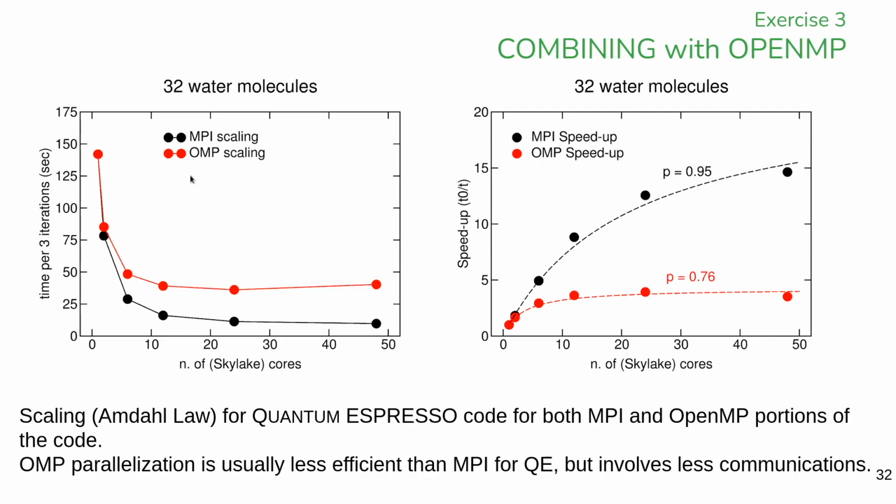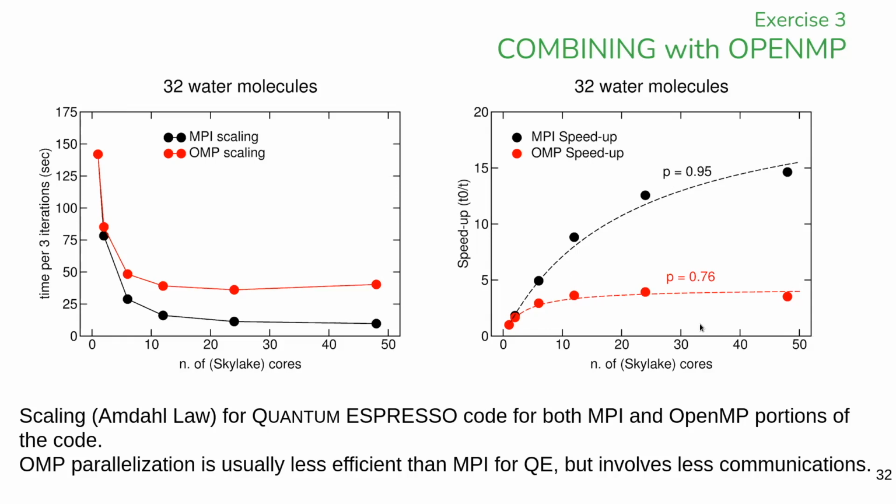Now, here are two examples of this system, 32 water molecules. This is the number of cores for this machine, and this is the time for free iteration. And it shows the time if you use only MPI, and here if you use only OpenMP threads. You can see the MPI is more efficient than OpenMP. And this presents the speed up about MPI and OpenMP. Also here you can see the speed up is more efficient with the MPI with respect to OpenMP. So why use OpenMP?